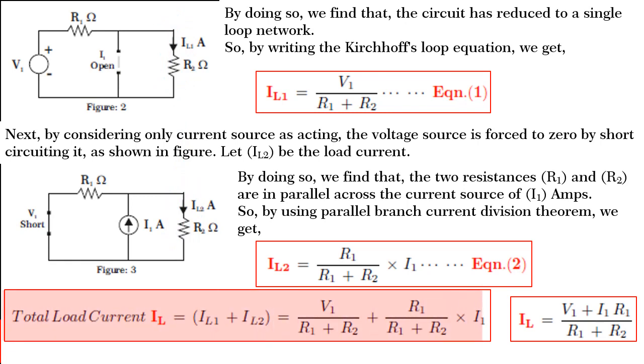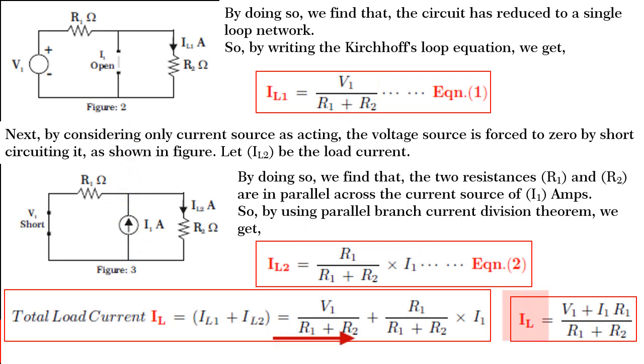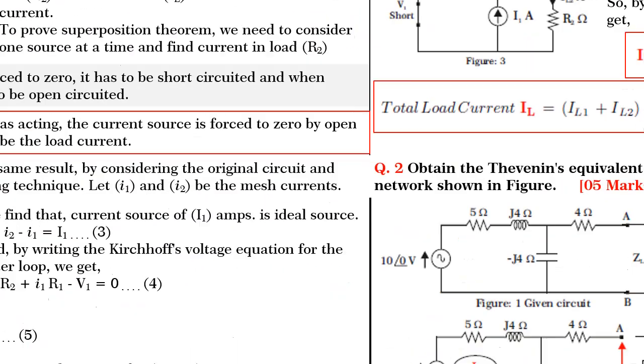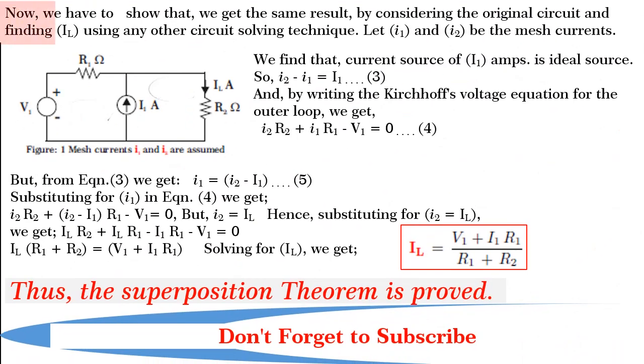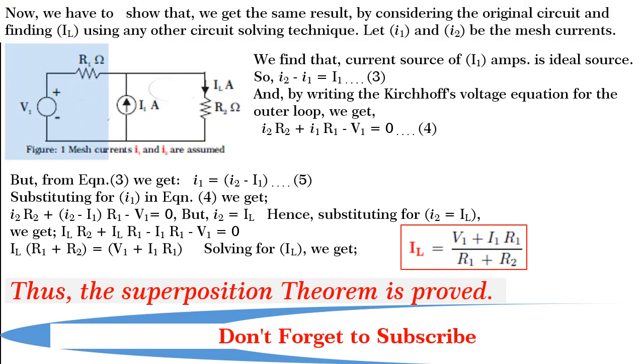By substituting for IL1 and IL2, we get IL is equal to V1 plus I1 R1 divided by R1 plus R2. Friends, now we have to show that we get the same result by considering the original given circuit and finding the equation for the load current IL using any other suitable circuit solving technique. So, consider the original circuit as shown in figure.